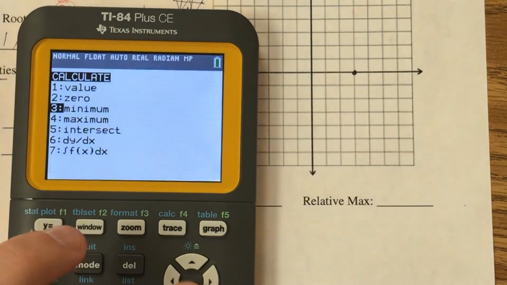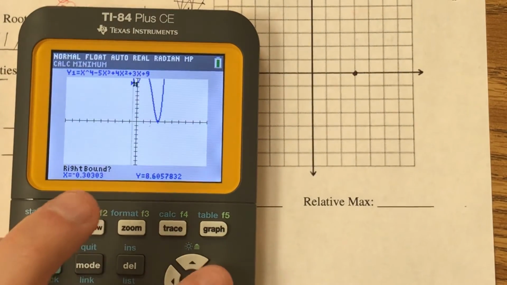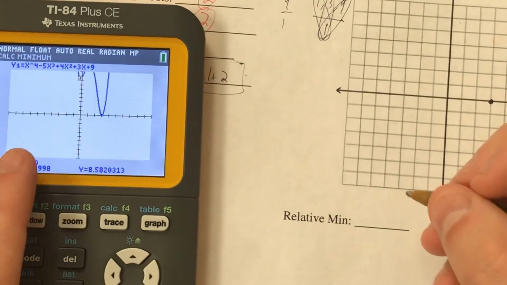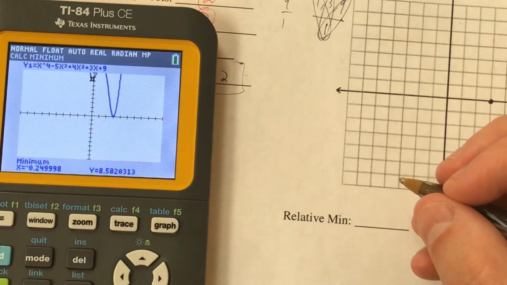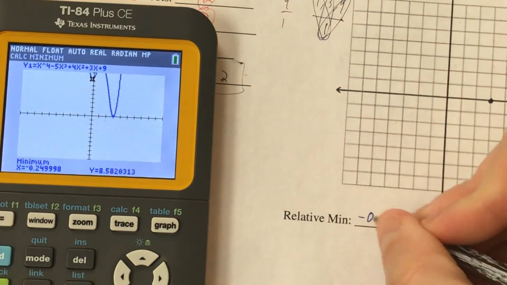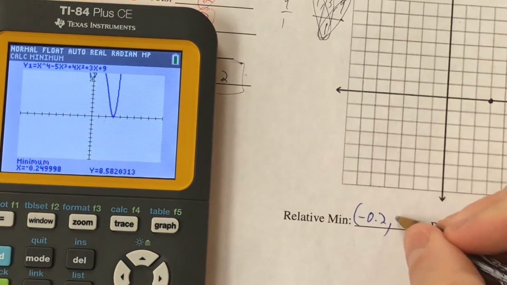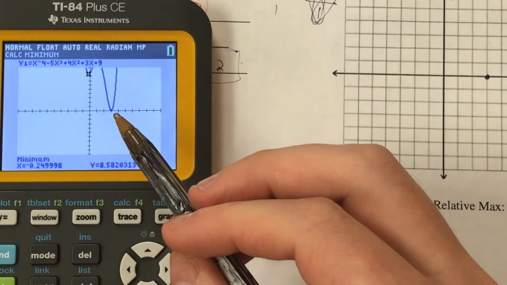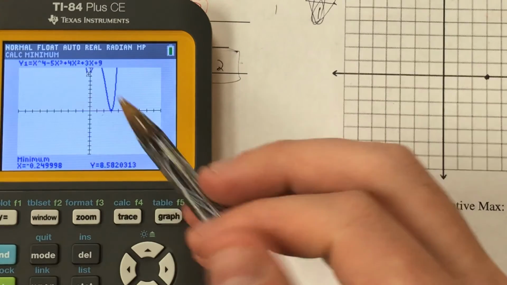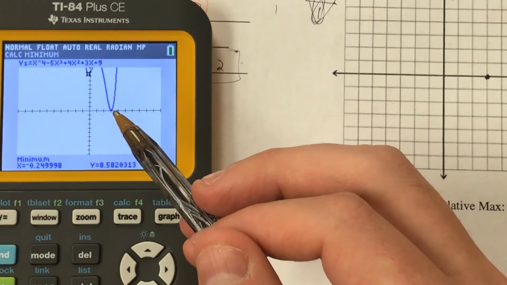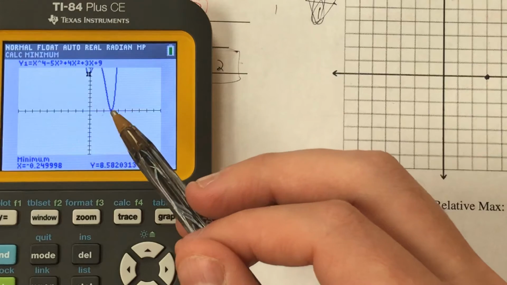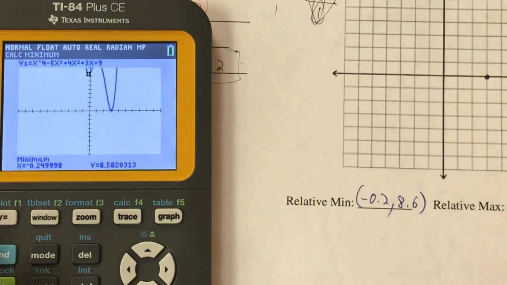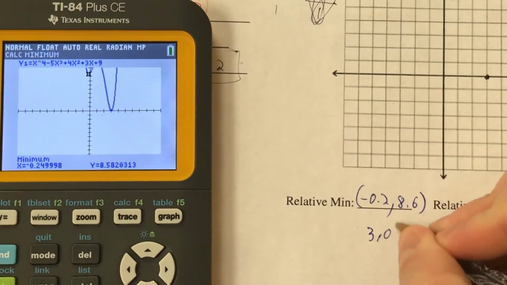Relative max and mins. It looks like there's two relative minimums. So there's a relative min here at negative 0.2, 8.6. But there's also another one right here. I don't really need to do the calculate. You could, and you'd end up with something, but 1, 2, 3. This is 3, 0. Since it bounced right there, that has to be 3, 0. So there's another minimum at 3, 0.